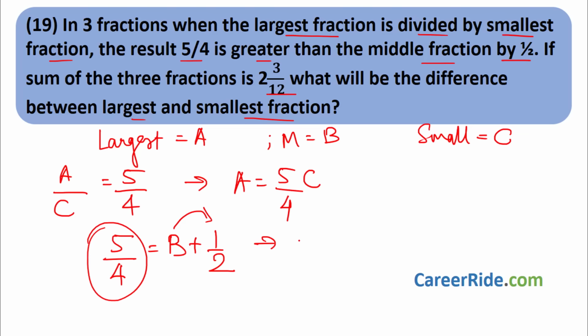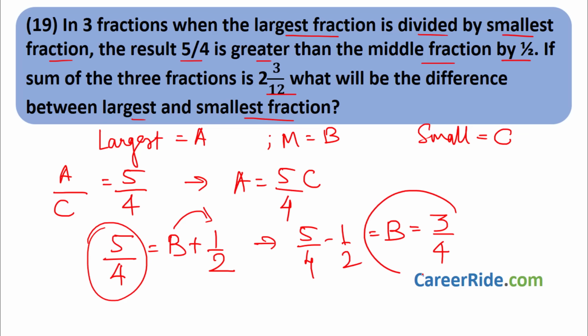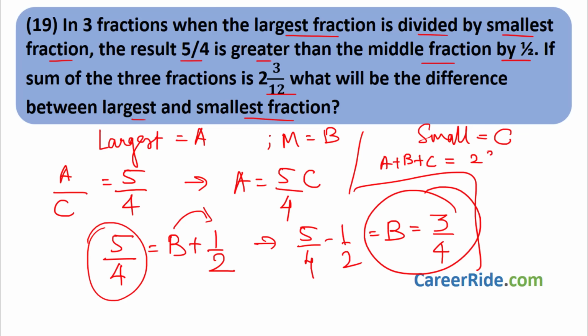So what is the middle fraction over here? 5 by 4 minus 1 by 2, it would be equal to b. So LCM would be 4. So 5 minus 2 is 3 upon 4. This is the value of B. Also they have given that the addition of all the three fractions is 2, 3 by 12. So A plus B plus C is 2, 3 by 12. That is 12 2s are 24 plus 3 is 27 by 12.